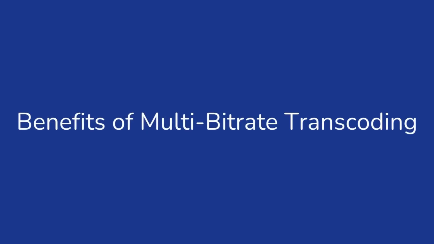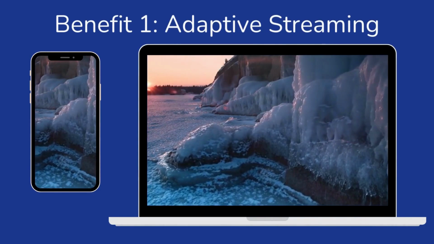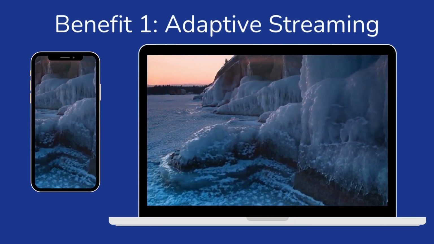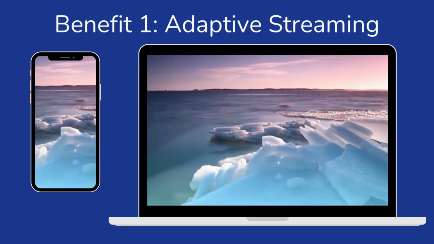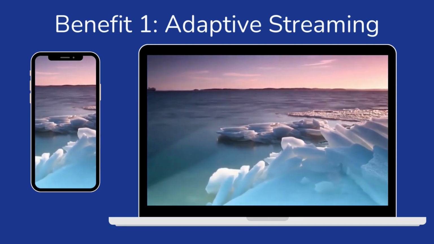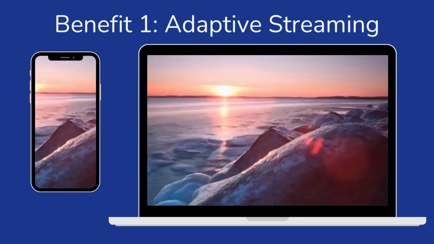Benefits of multi-bitrate transcoding. Multi-bitrate transcoding enables adaptive streaming. This means that viewers with varying internet speeds can watch your content without buffering or interruptions. The video quality automatically adjusts in real time, providing a seamless experience for everyone.